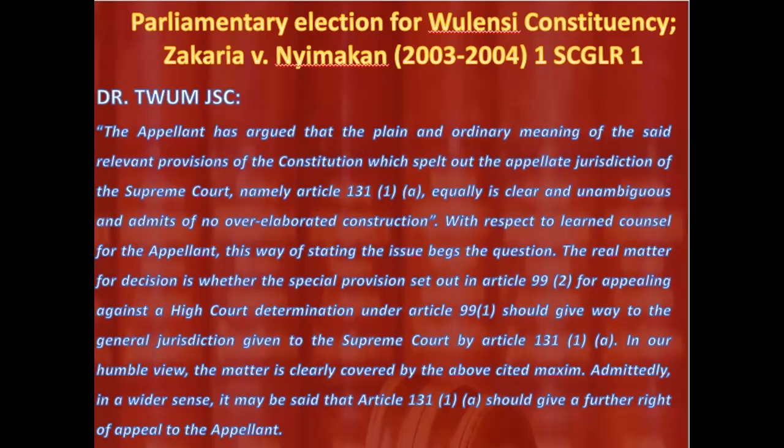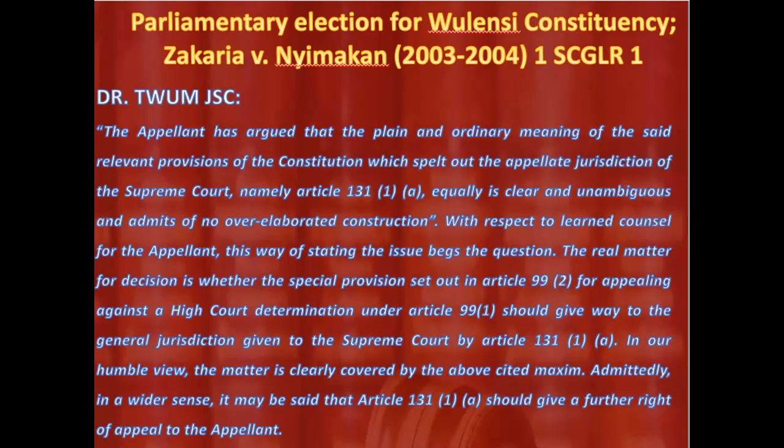So the argument of the respondent in the Supreme Court is that since in the Constitution there is a special provision in Article 99 which is specifically there to deal with parliamentary election petitions, when there's a conflict between that special provision in Article 99 and the general provision in Article 131, the special provision in Article 99 is supposed to prevail over the general provision under Article 131. And that is why the respondent was arguing that if Article 99 prevails over 131, Article 99 will make sure that the final court of appeal in parliamentary election petitions is the Court of Appeal.